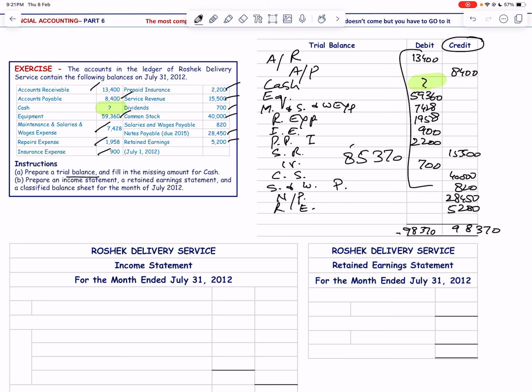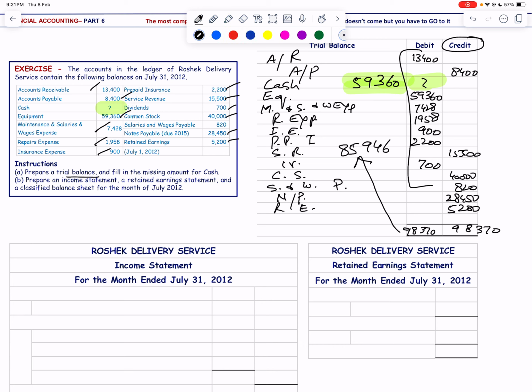85,370, and 98,370 minus 85,370, oh sorry, this total will be 85,946. So 98,370 minus 85,946, this will be equal to 59,360. So this is the balance for cash.